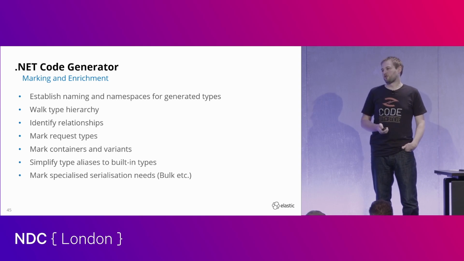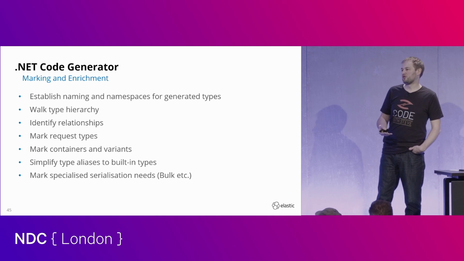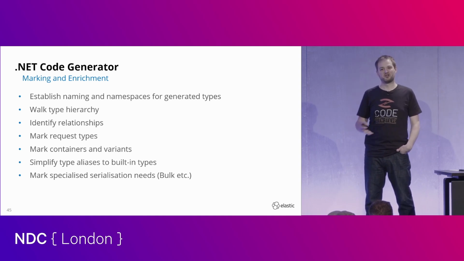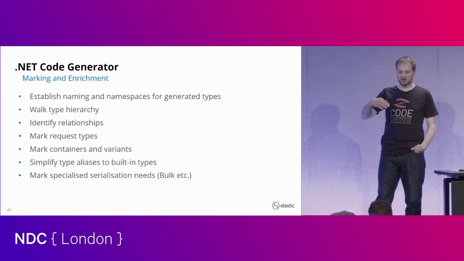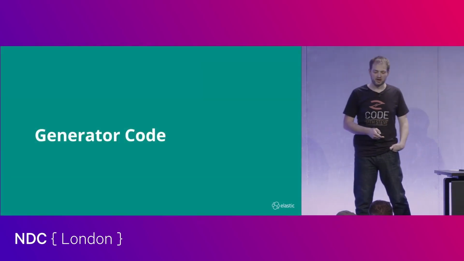And then we also mark some types that need special serialization. So the bulk API takes newline delimited JSON, not just a standard JSON structure. And so we have to know that that's going to need custom serialization logic that we're going to create. And so we basically stub that out, and then we can manually manage that code ourselves in the client.